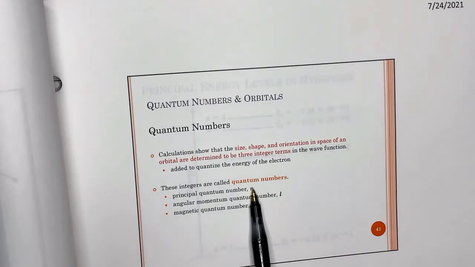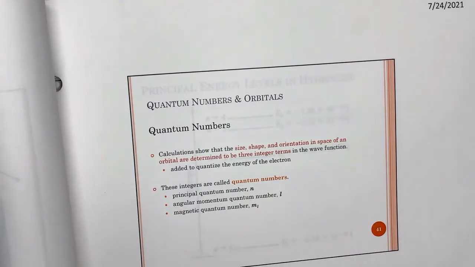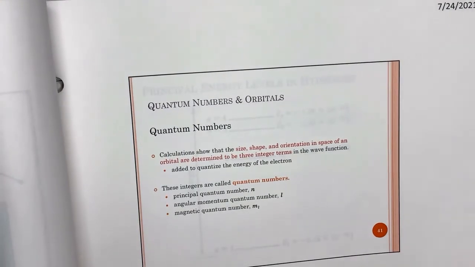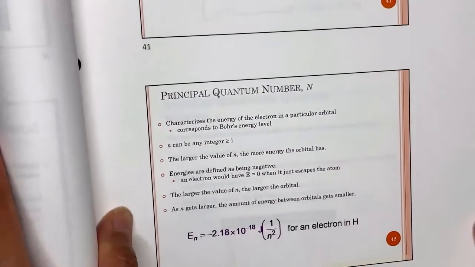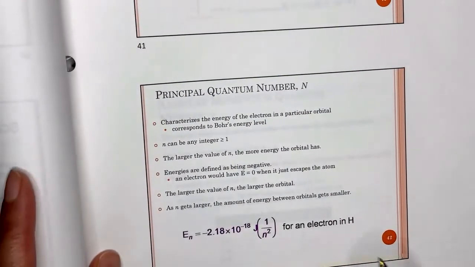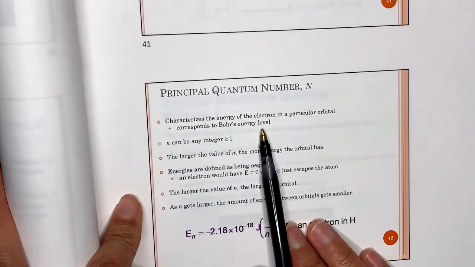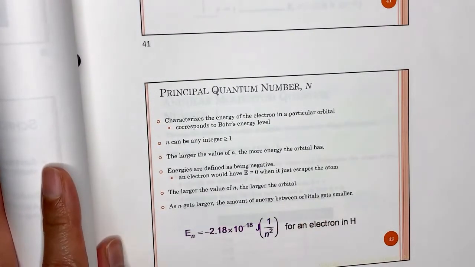So really the first number we want to talk about is the principal quantum number. The values are going to be integers like 1, 2, 3, or whatever it is, okay? So n is the principal quantum number. It tells you about the energy level. It corresponds to Niels Bohr's energy level, or like the hydrogen, the Rydberg picture, the emission spectrum of hydrogen.